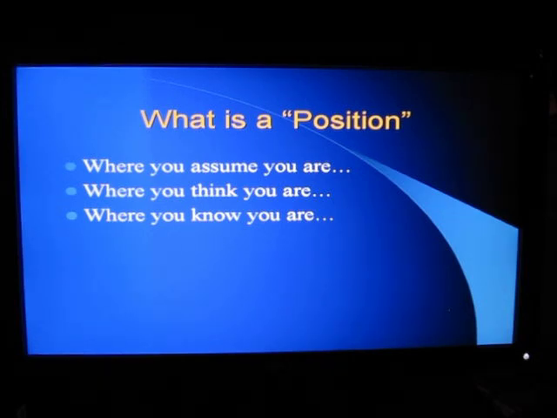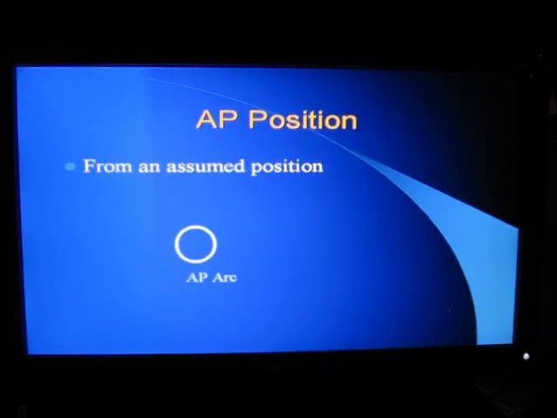One is where you assume you are. A second one is where you think you are. And then finally, the best position is where you know you are. All these three are different. The first one, an assumed position, is an expression we use in celestial navigation. All right, we won't discuss that today. That's for a different lecture on celestial navigation.